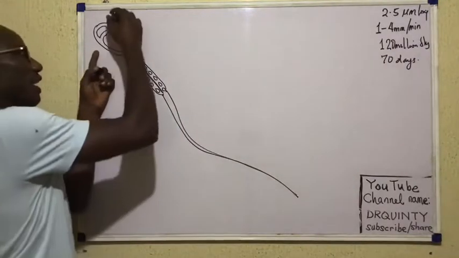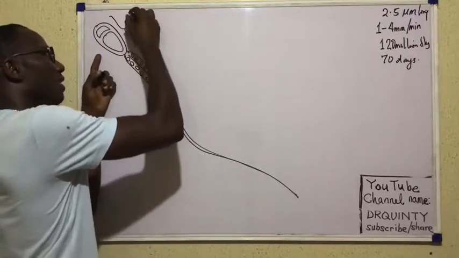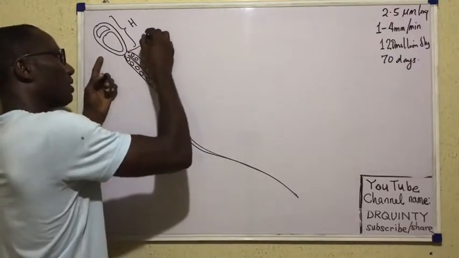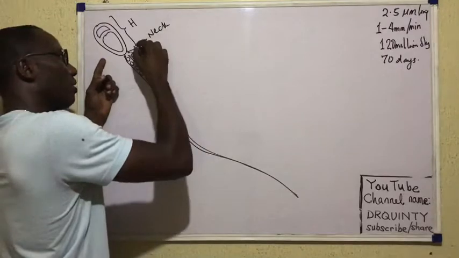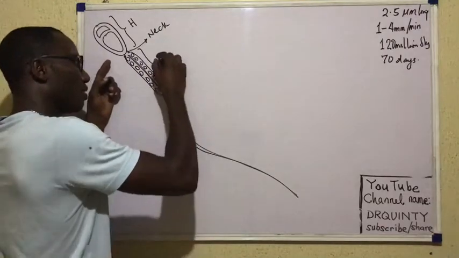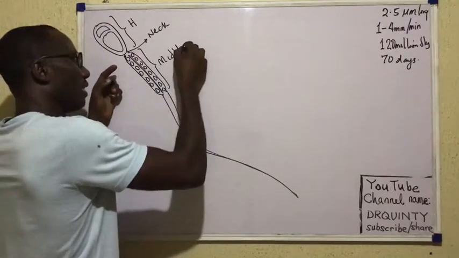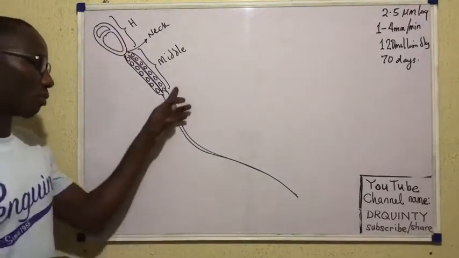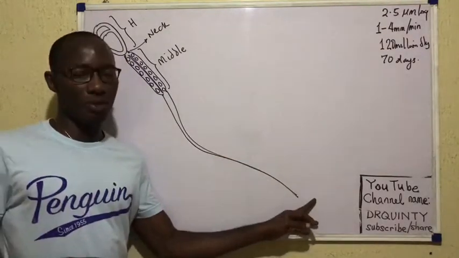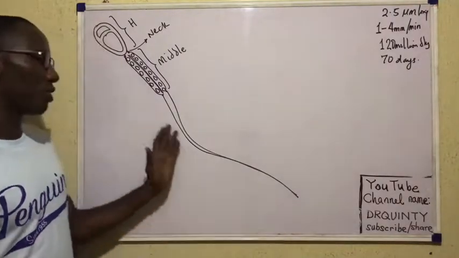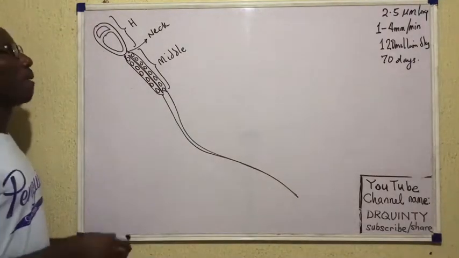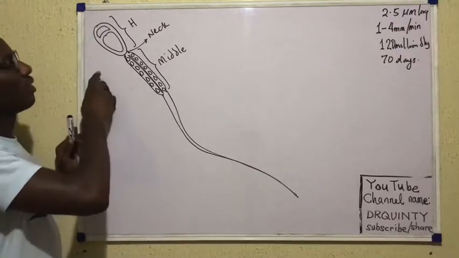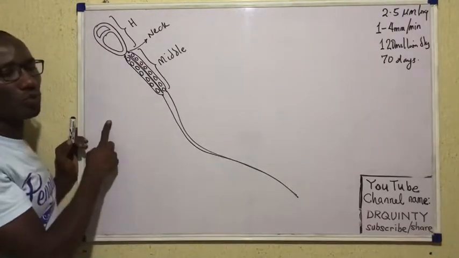This is called the head, so all of this is the head. Then this is referred to as the neck. And then there's a middle piece, so this is the middle piece. And then the rest of it is called the tail. In some texts, they talk about the tail piece and end piece, but we are okay with calling the rest of it the tail. Then coming to the head, within the head there appear to be two structures.